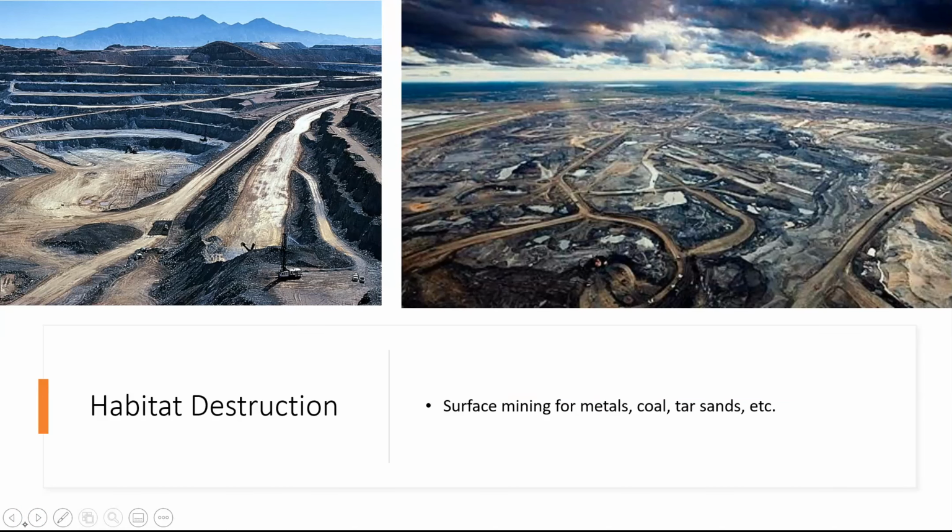So obviously habitat destruction. So what is our number one cause of biodiversity loss? Habitat destruction. So mining operations, particularly for our fossil fuels like coal and tar sands up in Canada, are particularly destructive to habitats. All right. Subsurface mining, less destructive.